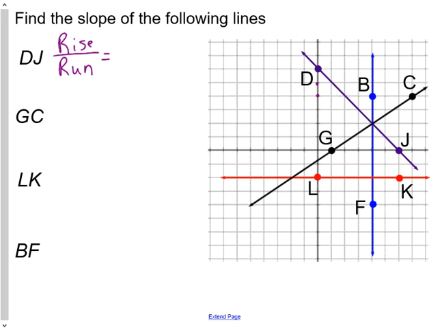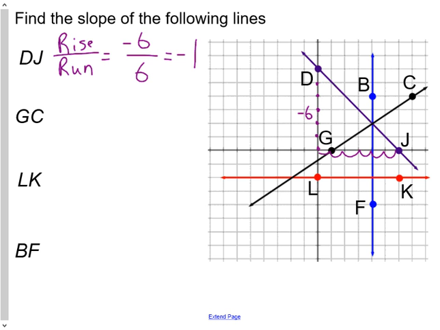So 1, 2, 3, 4, 5, 6 down. In this case, that's a -6 movement. So for rising, I'm going down 6. For running, I'm going to count how many over. 1, 2, 3, 4, 5, 6 over. I get -6 over 6, which simplifies to -1. So my slope there is -1. Common sense for a second here: we're going down, it should be negative, so it makes sense that that line is negative.